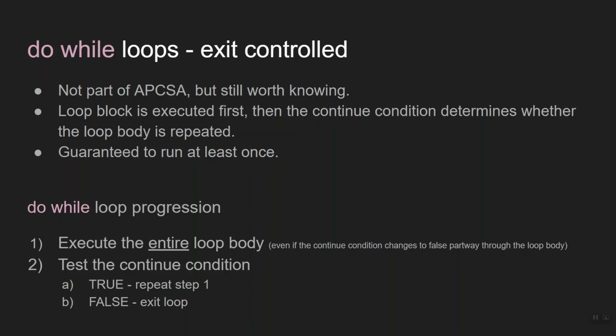And once it's run once, the condition is evaluated as true or false. If it's false, then that's it. We just move on to the next line of code below it. But if it evaluates as true, we go back to the top of the code body and we run it again. And then we check the condition again. So that's why we call it exit controlled, because what is being controlled is whether or not the loop body exits, not whether or not we enter it.